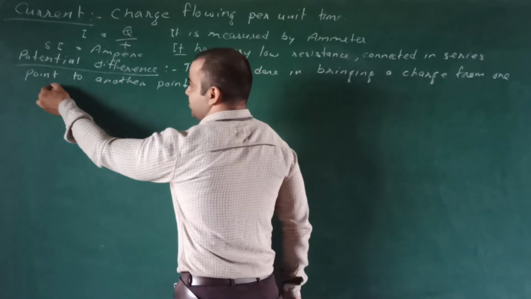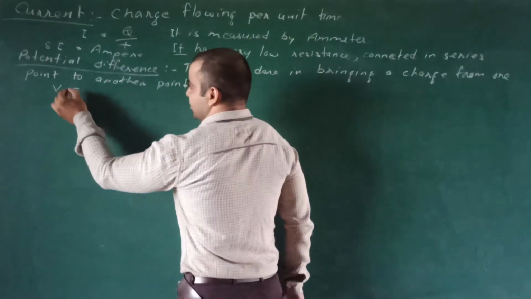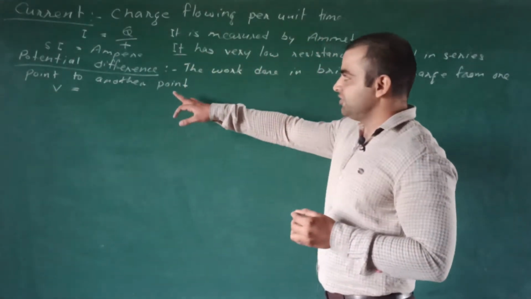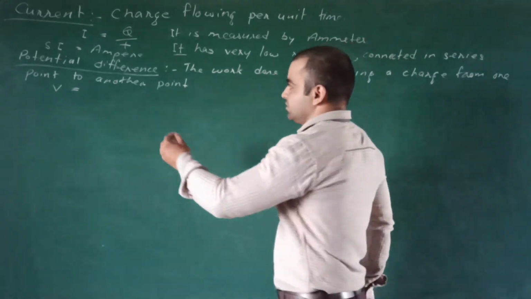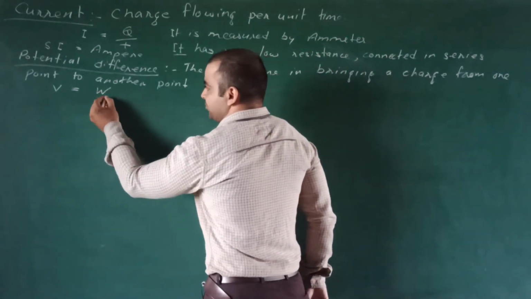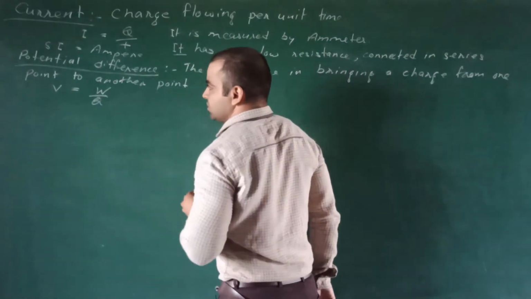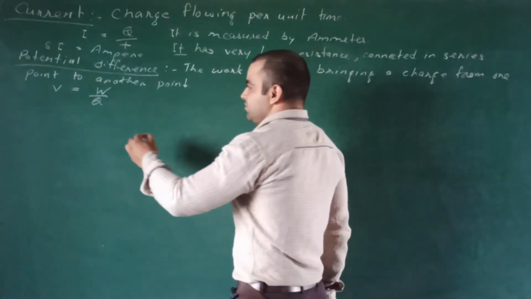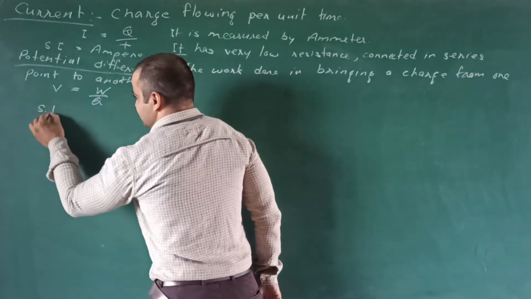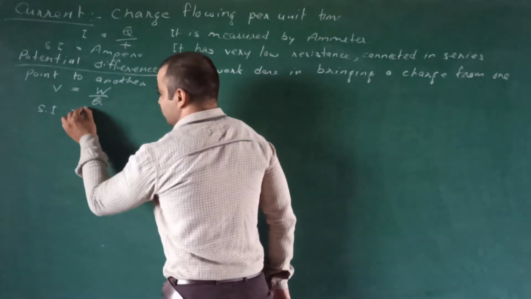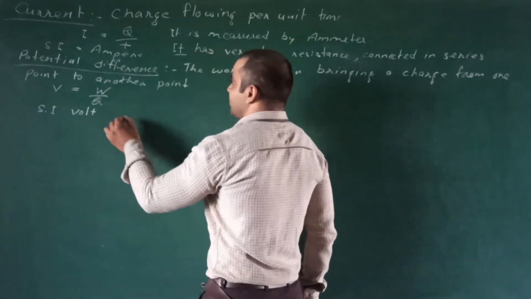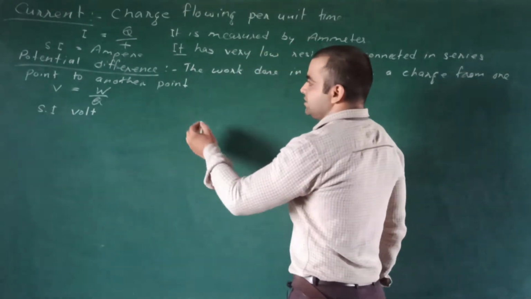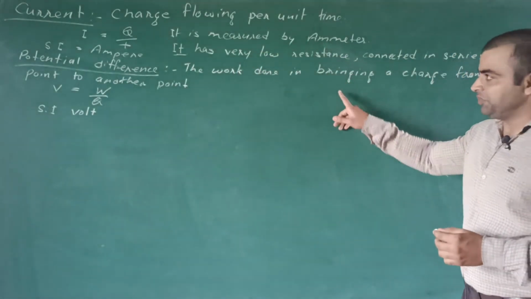It is denoted by V. And what is the definition of potential difference? Work done per unit charge. V equals W by Q. Its SI unit is volt. It is measured by a voltmeter.